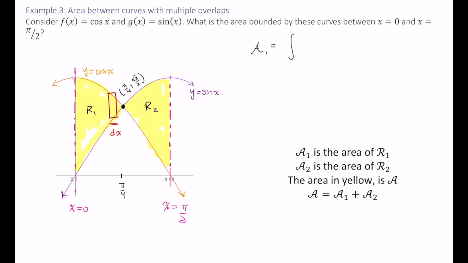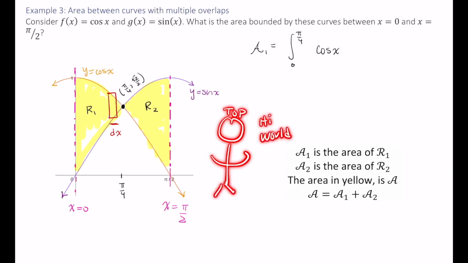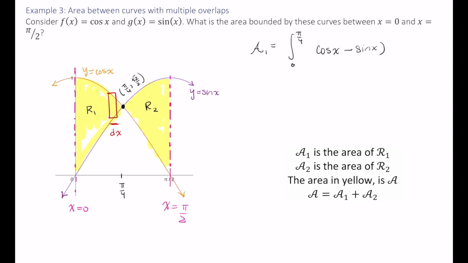So now let's set up this integral, and we're going from 0 to pi over 4. And on top we have cosine x, and on the bottom, and again, top, here you are, there's the top of your head. Hi world, that's you. And so the top of your head, if we come down from the top first to your feet, so again, head to feet, we touch the orange curve, cosine x first, then the purple curve, sine x. So this is cosine x minus sine x dx.